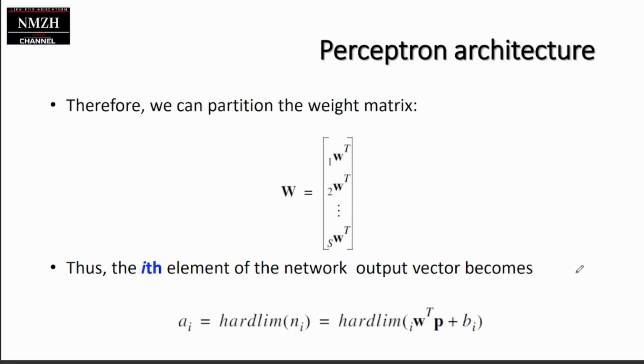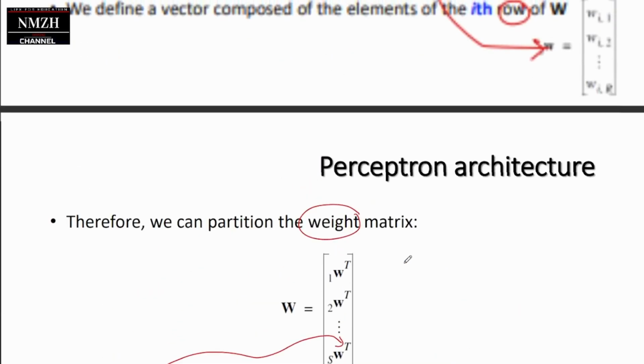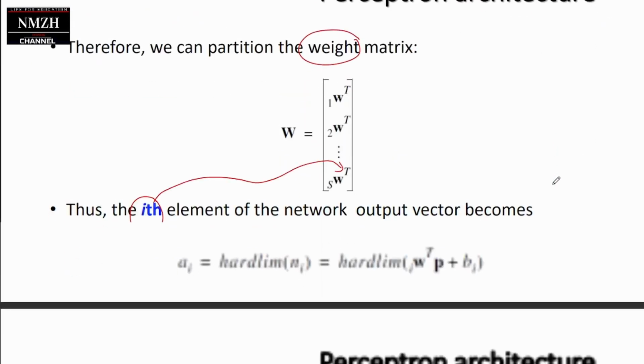So, perceptron architecture. Obviously the weight is a matrix, I mean the vectors. Does the i-th element of the network output vector become this? Since we have the i in hand, because i is reflected to the t, every each of the i has the hard limit, every each of the n, and we have this i. It depends on this. So we have this one here, right? It depends on the rows.